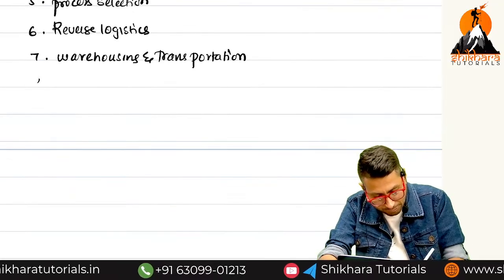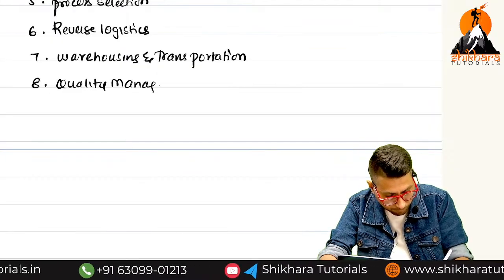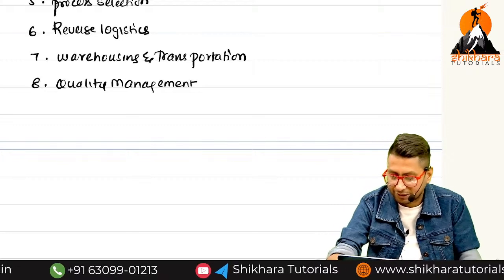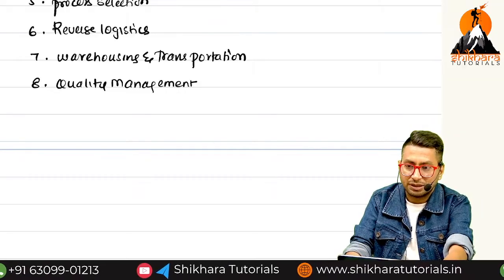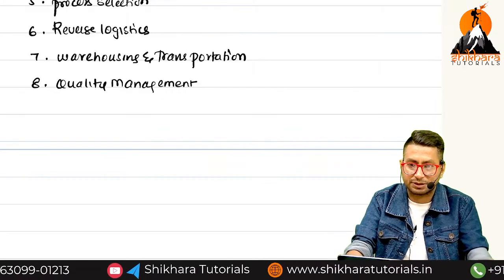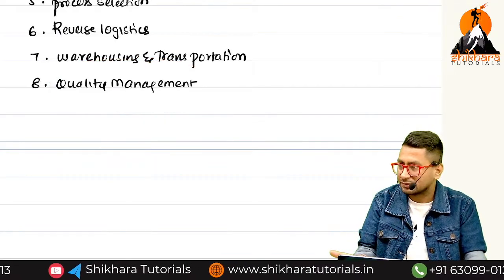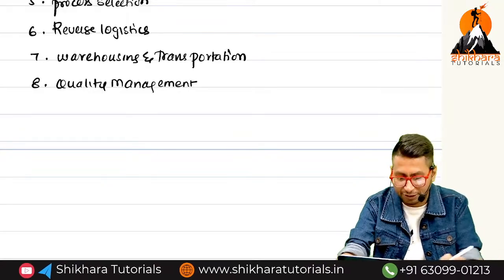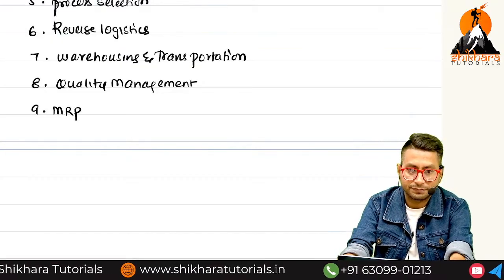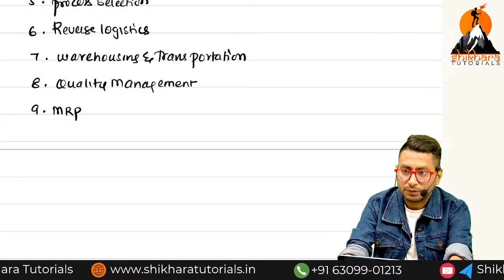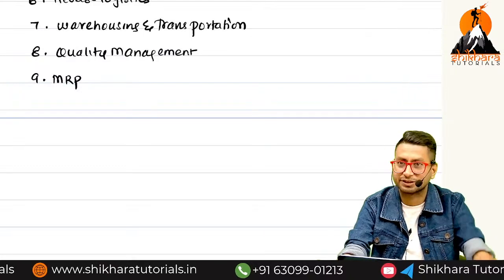Next, quality management. Then we have what? Quality management, just now I told, right? You have to set a standard for quality, and depending upon that standard you have to start comparing and checking whether your products are of good quality or not. And then I've already told you about MRP, right? What is MRP? What is MRP? Simple. Next, materials requirement planning.